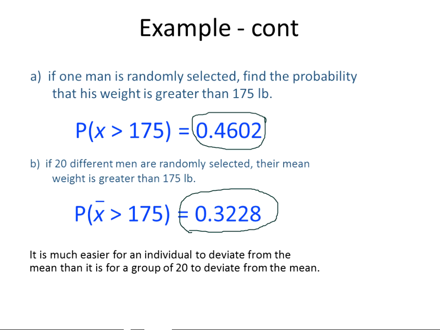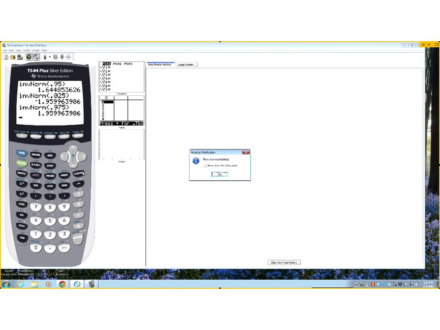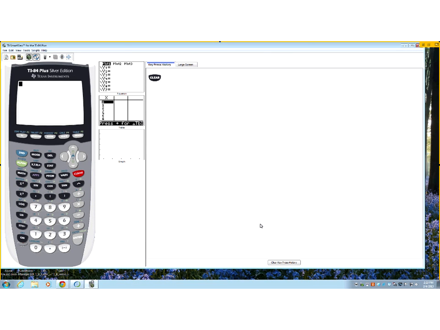And that's where I'm going to stop. Okay, so for those of you who couldn't get that z-score on the calculator, let me show you how you would do that. All right, so I'm just going to enter this in. If you were able to get 0.46, then you're done. This is just for those who couldn't get that on their calculator.